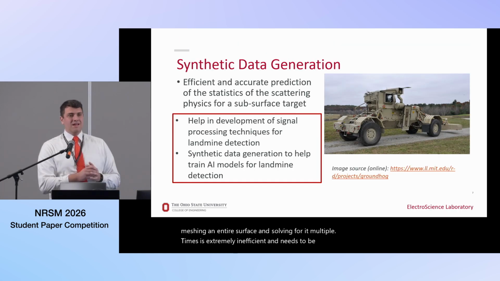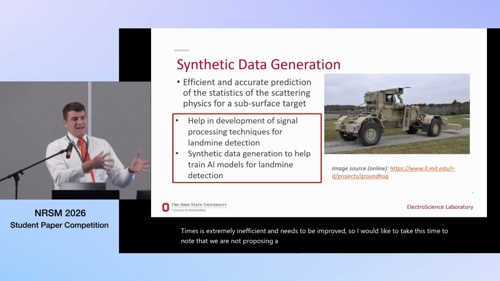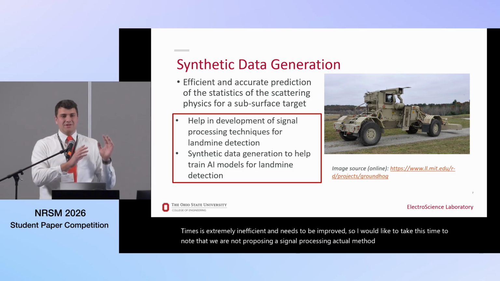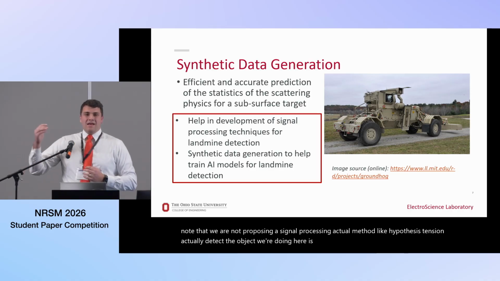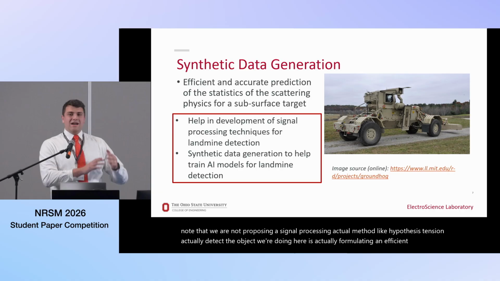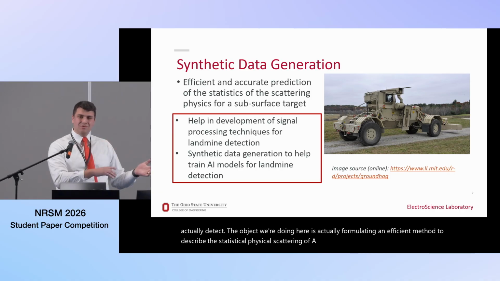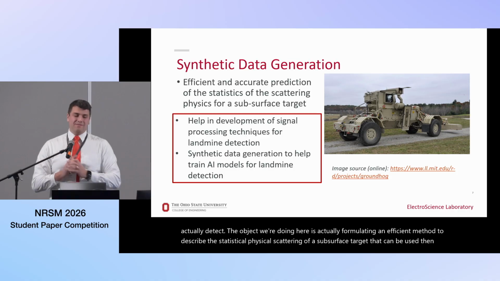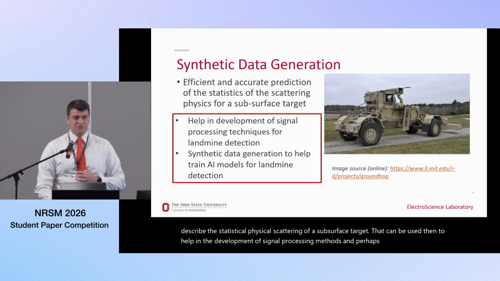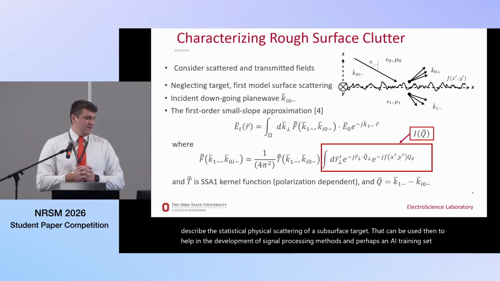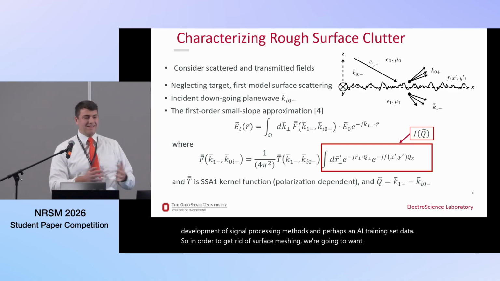So I would like to take this time to note that we are not proposing a signal processing method, like a hypothesis, to actually detect the object. What we're doing here is formulating an efficient method to describe the statistical physical scattering of a subsurface target that can then be used to help in the development of signal processing methods and perhaps AI training set data. So in order to get rid of surface meshing, we're going to want to solve for it analytically.